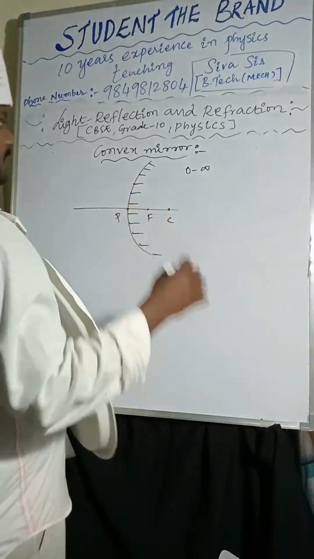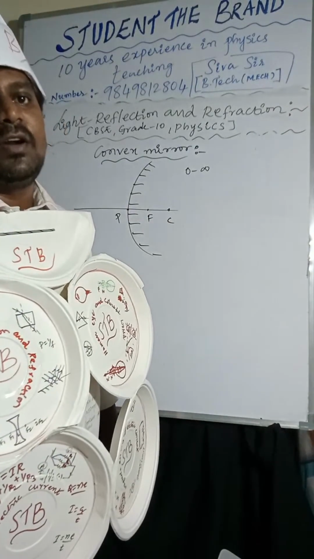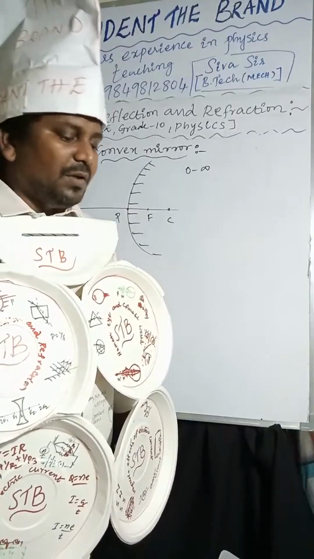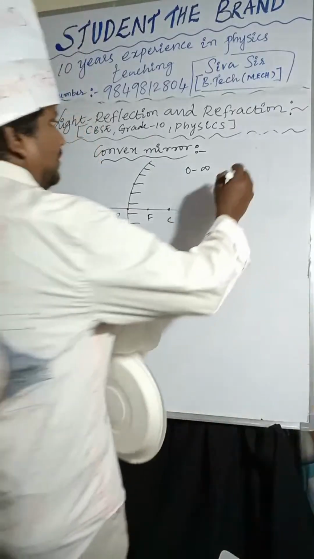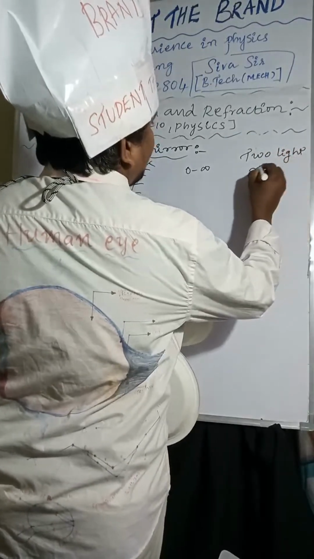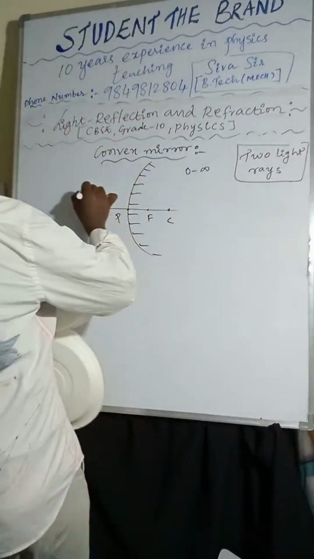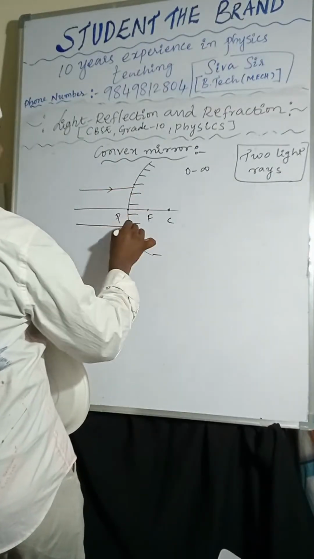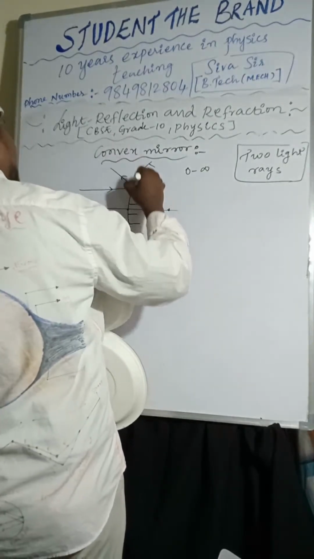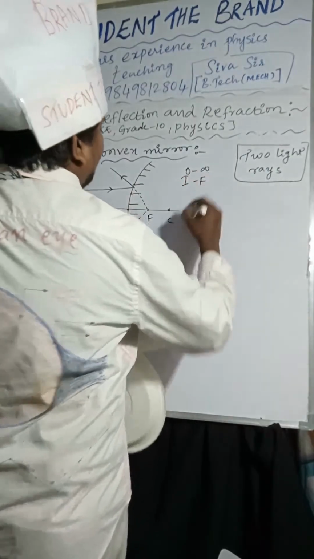How many light rays are required to form the image of the object? Minimum 2 light rays are required. So one light ray I am taking like this, and another light ray I am taking like this. After reflection, if you extend them like this, the image will form at focus.